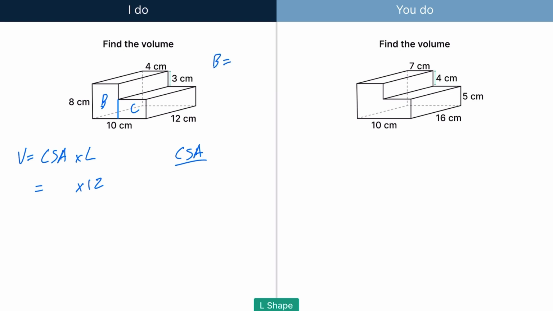Now B is just going to be 8 times 4. So that is this bit here I'm talking about. The 8 comes from there, and the 4 comes from there. So the width and the height of this is 8 times 4, 8, 16, 24, 32. So that's 32 centimeters squared. We've done that. And how about C?